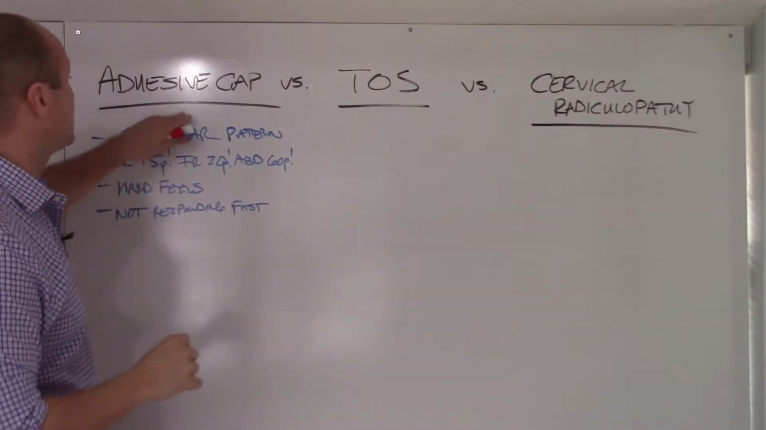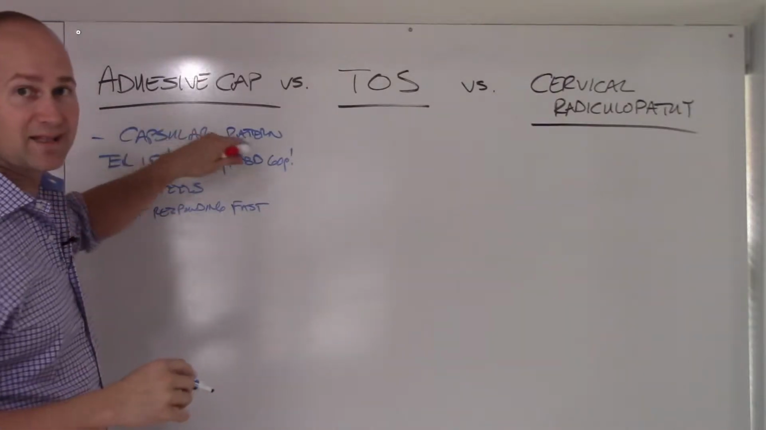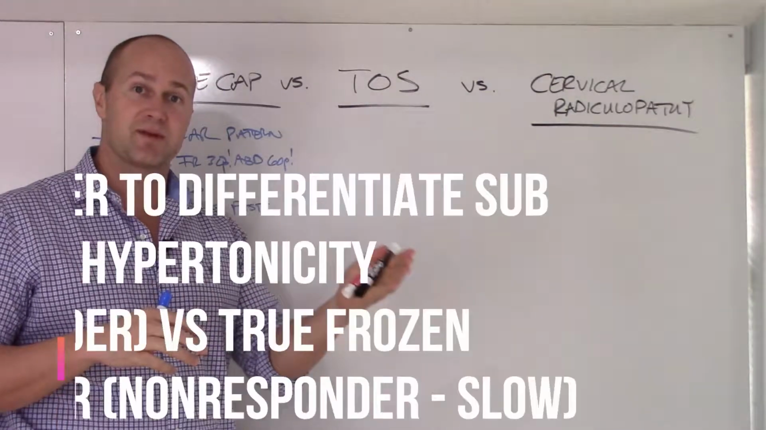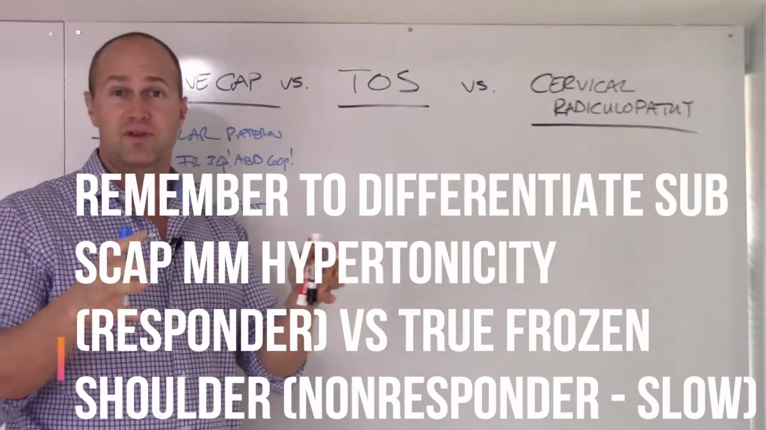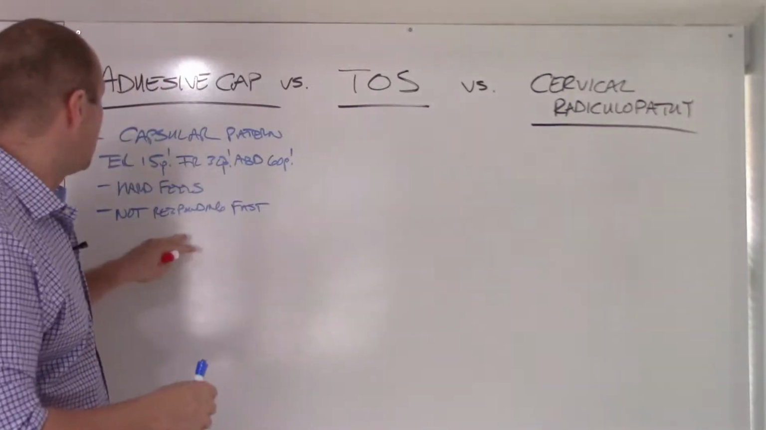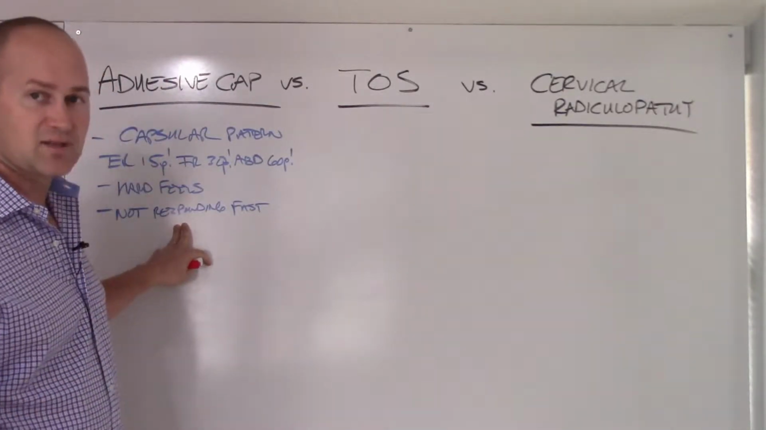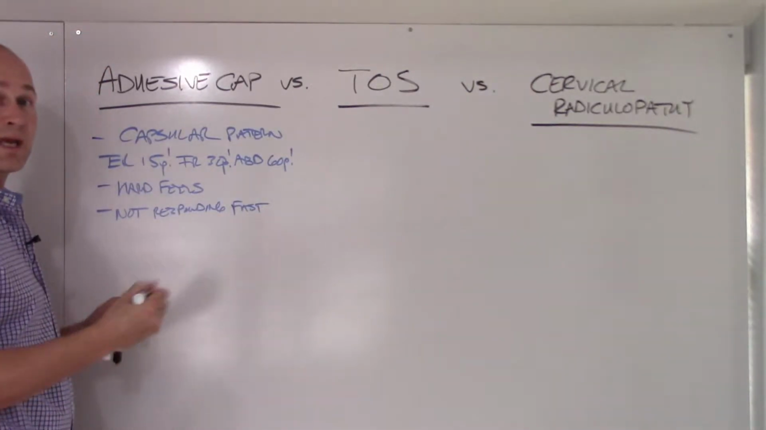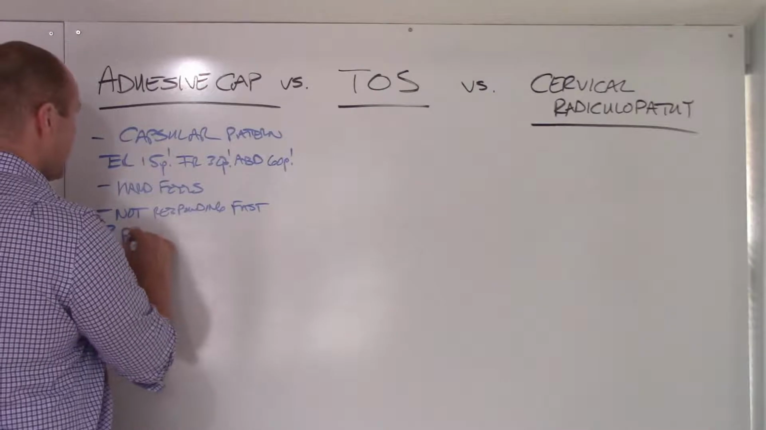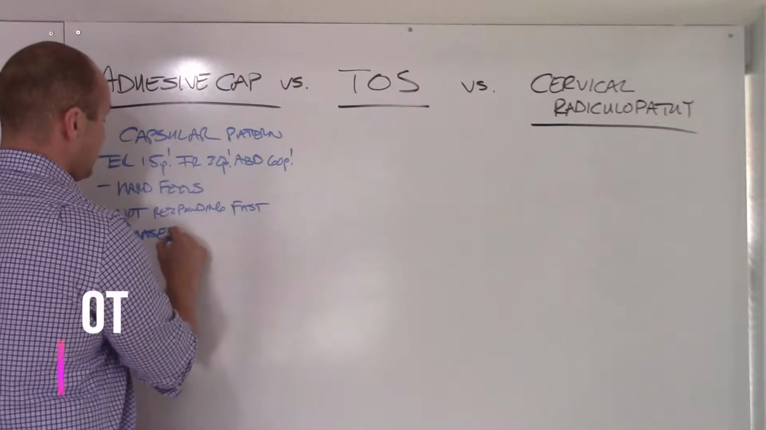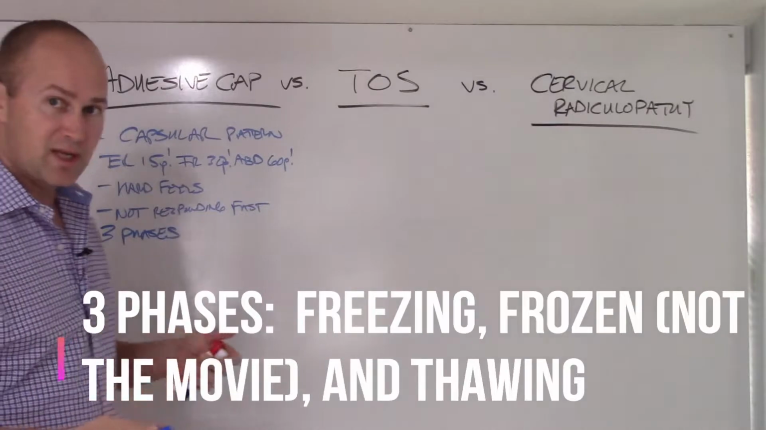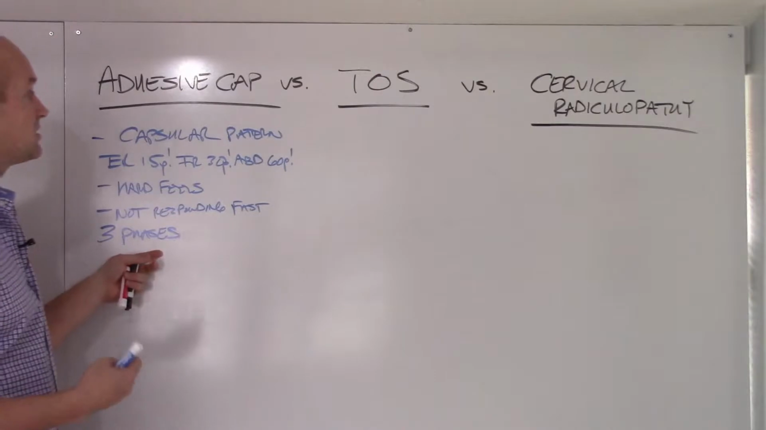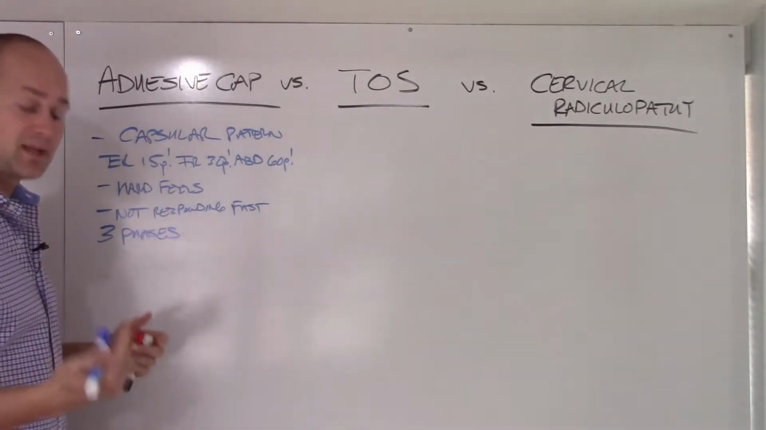A novice clinician will diagnose adhesive capsulitis just looking at active range of motion, but a good clinician will differentiate between subscap hypertonicity versus true adhesive capsulitis. And when you treat the subscap, you don't get fast changes. That is how I know my patient actually has true adhesive capsulitis. And again, we know there are 3 phases: the freezing, the frozen, and the thawing. So right now I have a patient that I feel presents with true adhesive capsulitis.